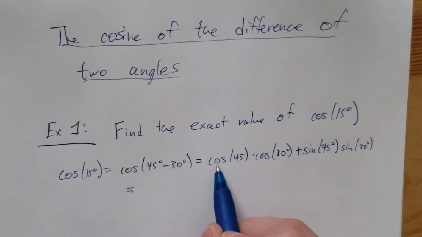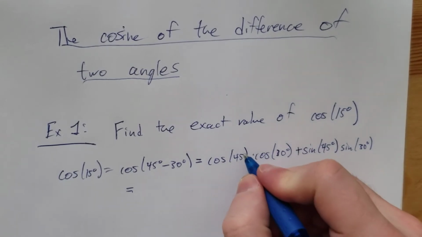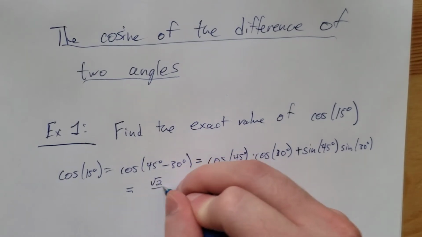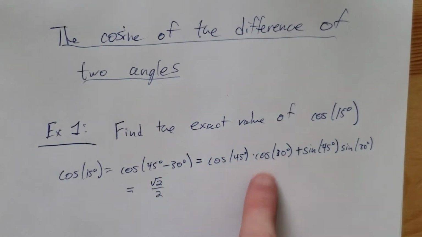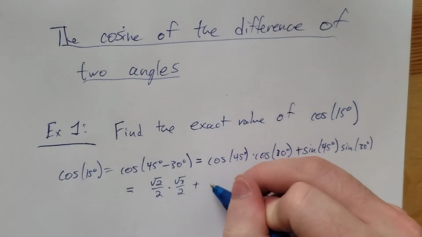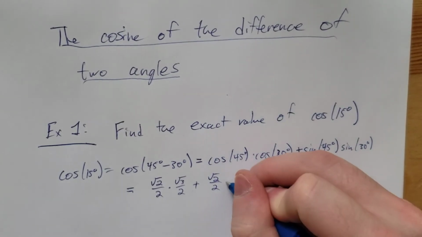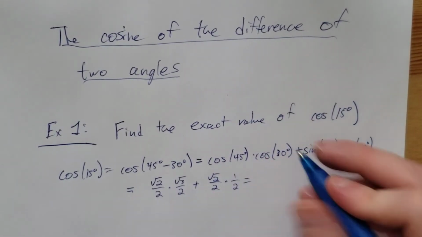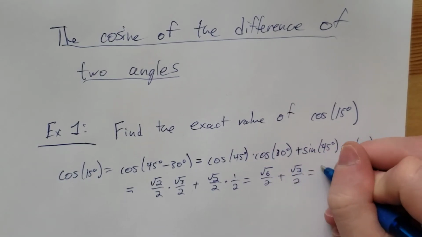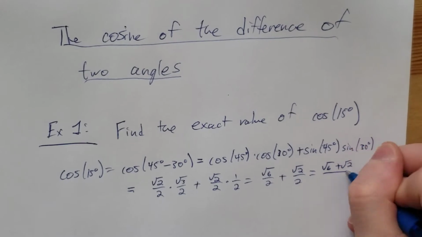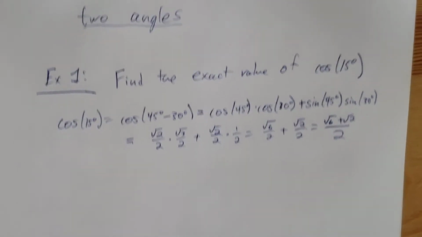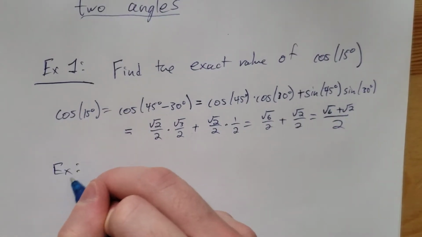We apply our knowledge of what the cosine of 45 degrees is. The cosine of 45 degrees is root 2 over 2. The cosine of 30 degrees is root 3 over 2. Sine of 45 is root 2 over 2, and sine of 30 is 1/2. So we get the square root of 6 over 2 plus the square root of 2 over 2, or in other words, square root of 6 plus the square root of 2, all divided by 2. All right, let's do another example.